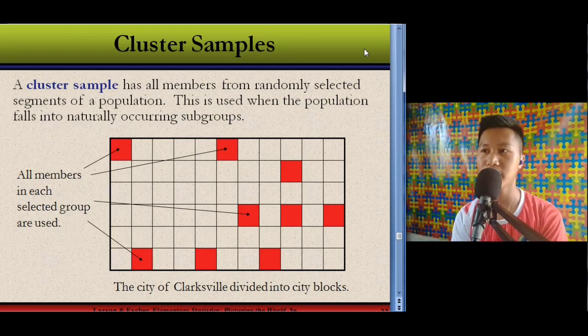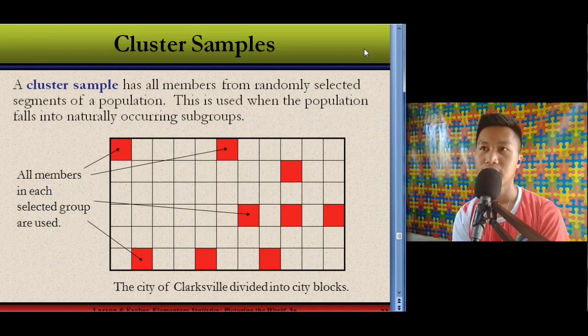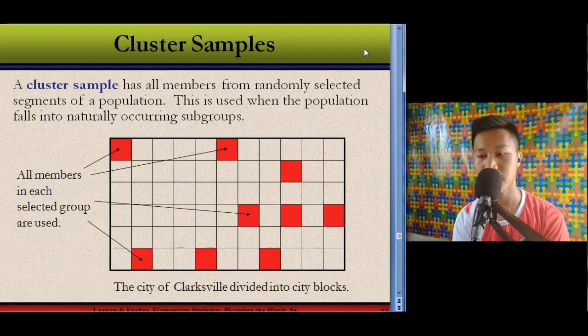Although stratified could fall under random sampling, in stratified you group them according to their classification, whereas in cluster, this is random sampling based on one group only. But still, you need to consider that the sample you take should represent the entire population.